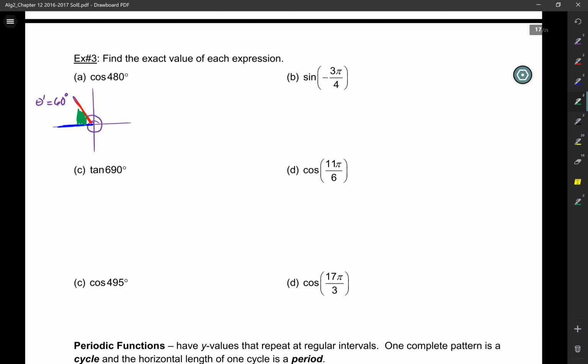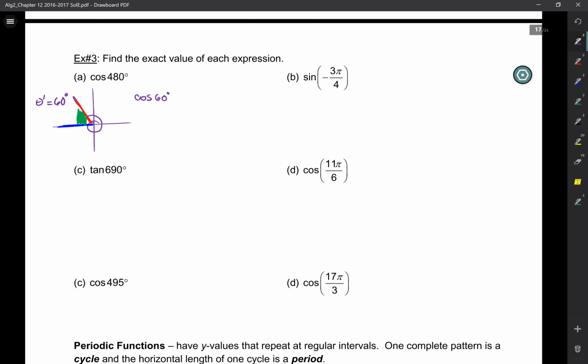So 60 degrees. Now, if the reference angle is 60 degrees, I need to evaluate cosine at 60 degrees. So again, here is how I, Miss Malikian, will do this. 60 degrees is the larger angle. Then it faces the larger side. How much is the larger side?